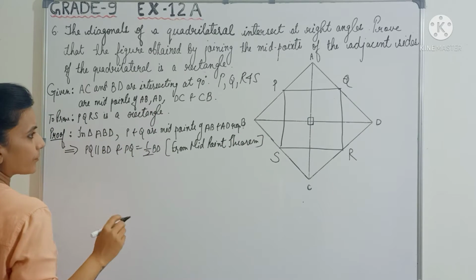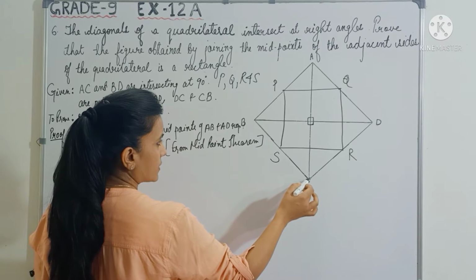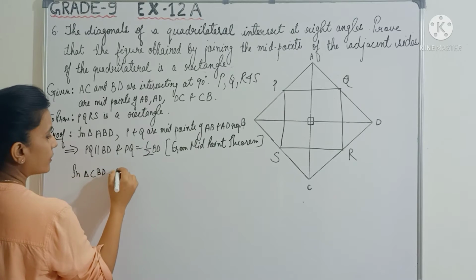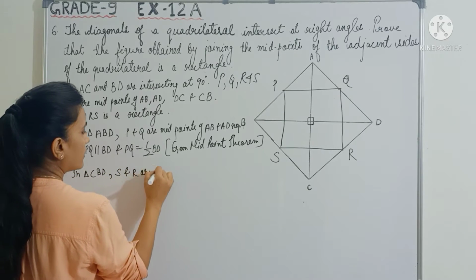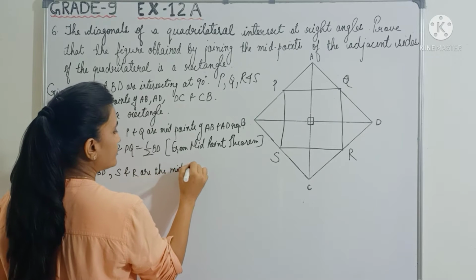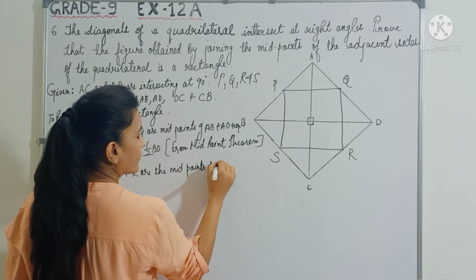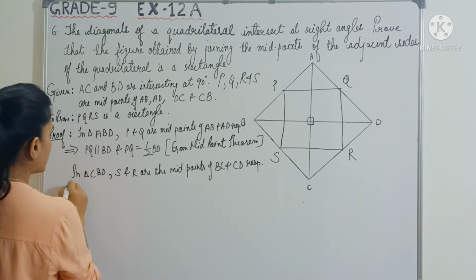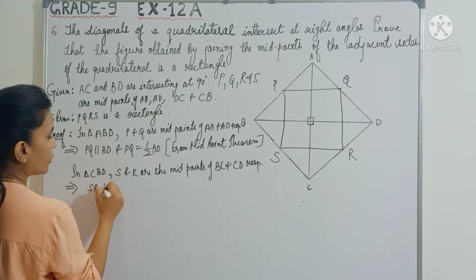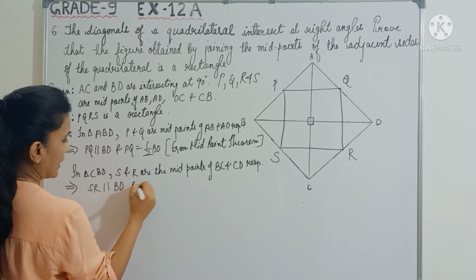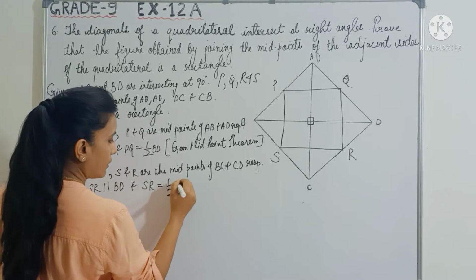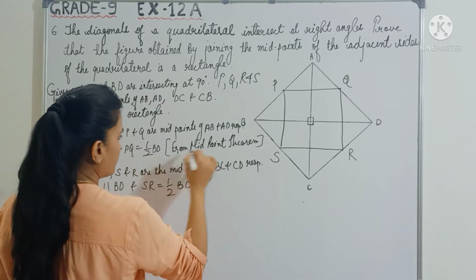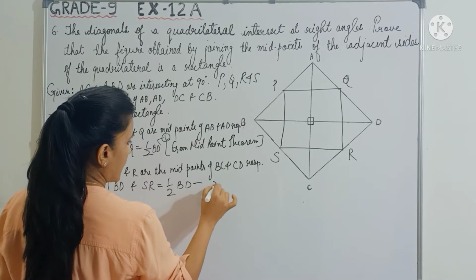Now, similarly, you can take the other triangle CBD. So in triangle CBD, S and R are the midpoints of BC and CD respectively. This implies SR will be parallel to BD and SR will be equal to half of BD, right? This is also from midpoint theorem. Now let's take this as 1, and this as 2.